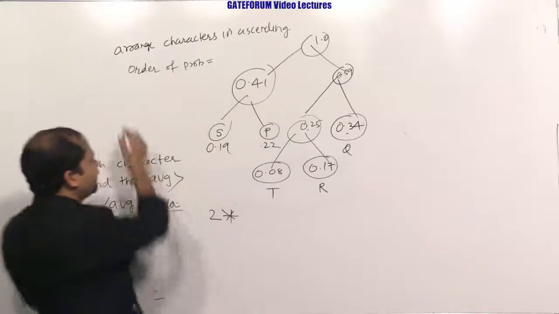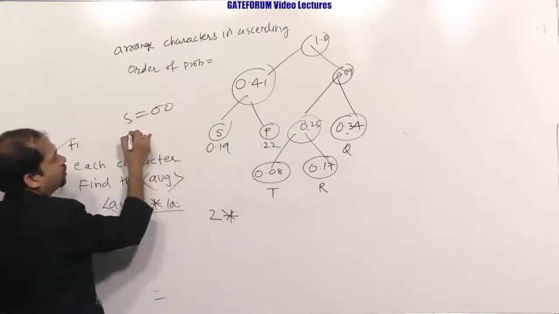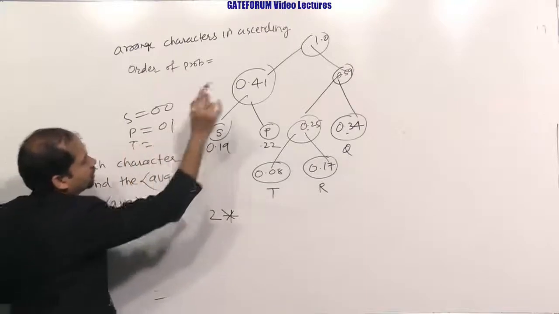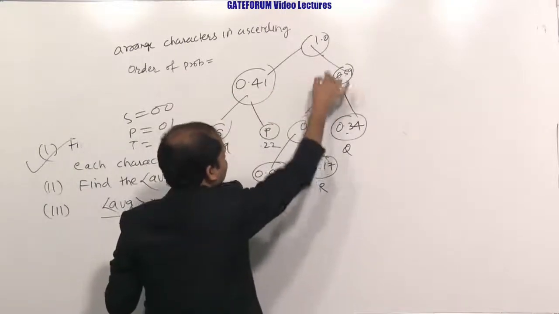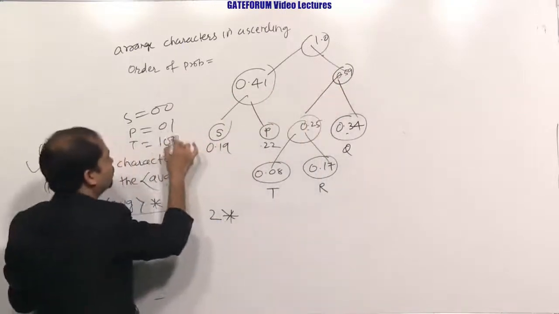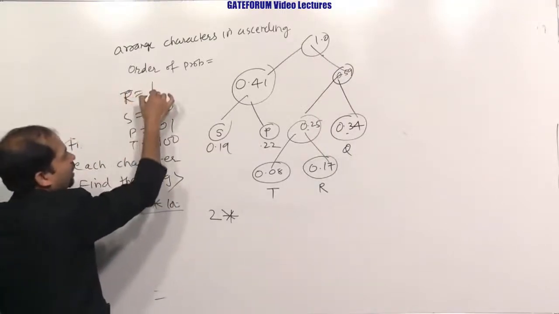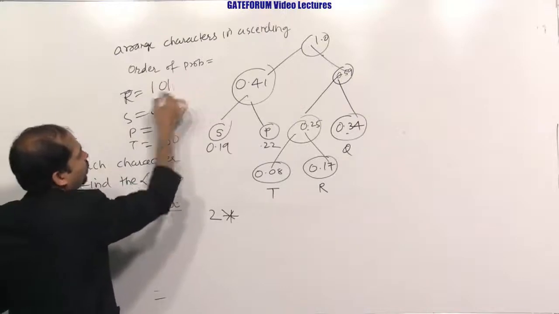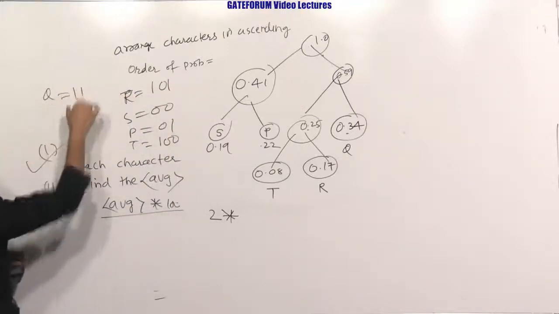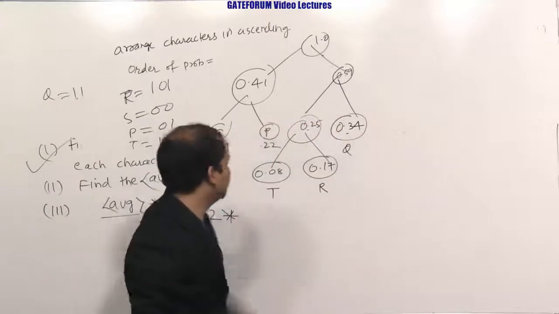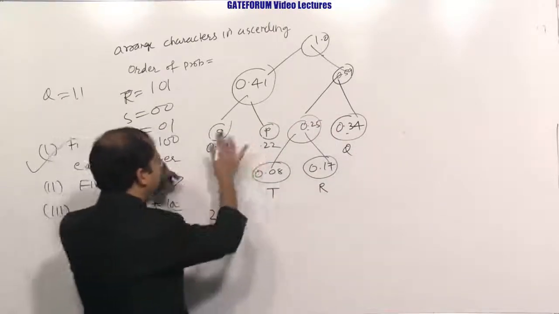So the code of S will be 0 0. The code of P will be 0 1. The code of T will be 0 1 1 0 0. The code of R will be 1 0 1. The code of Q will be 1 1. But the matter of the fact is the code of S, P and Q is 2.